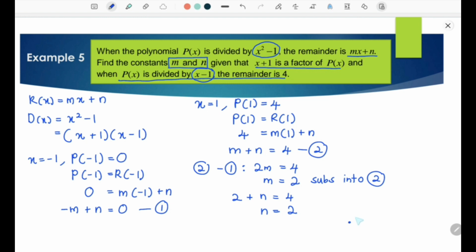And you can also write R(x) equal to 2x plus 2.